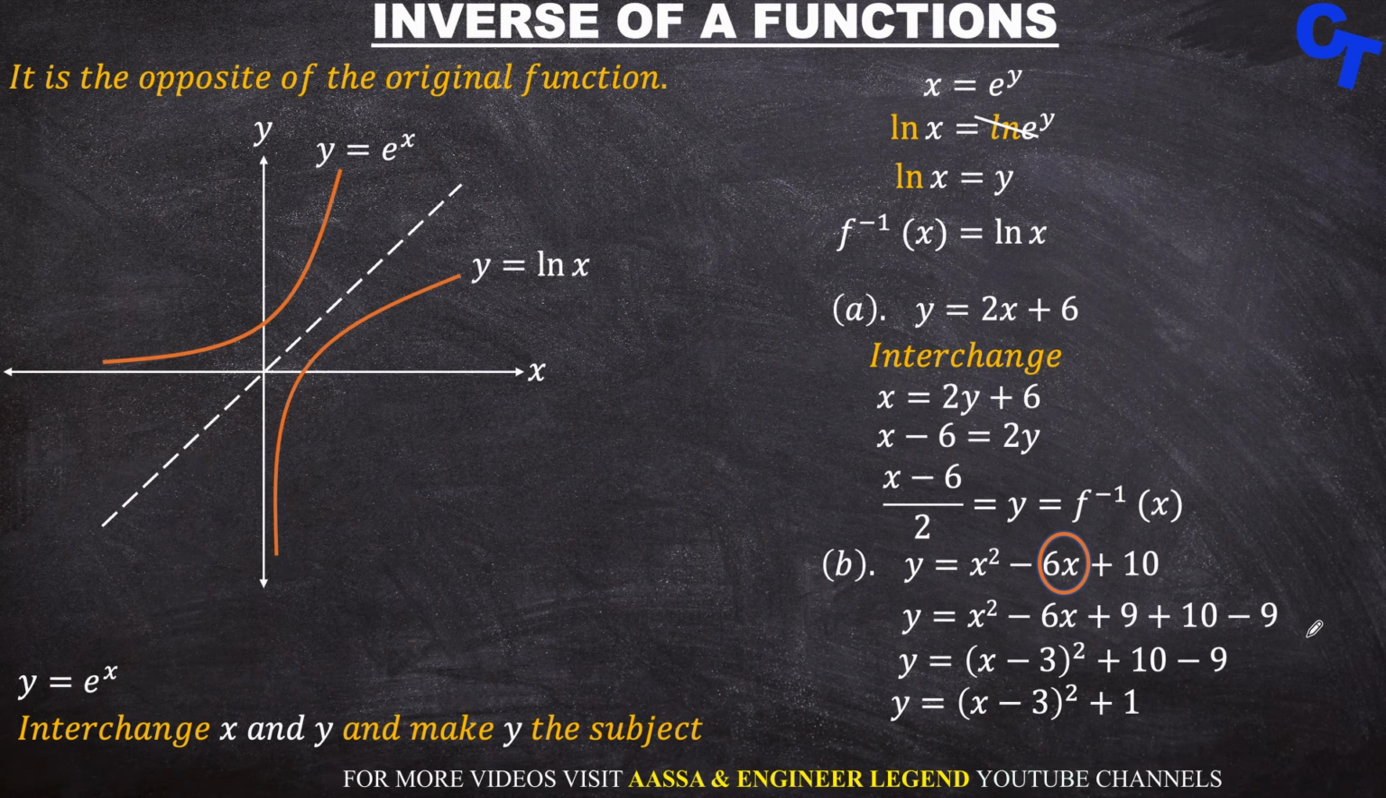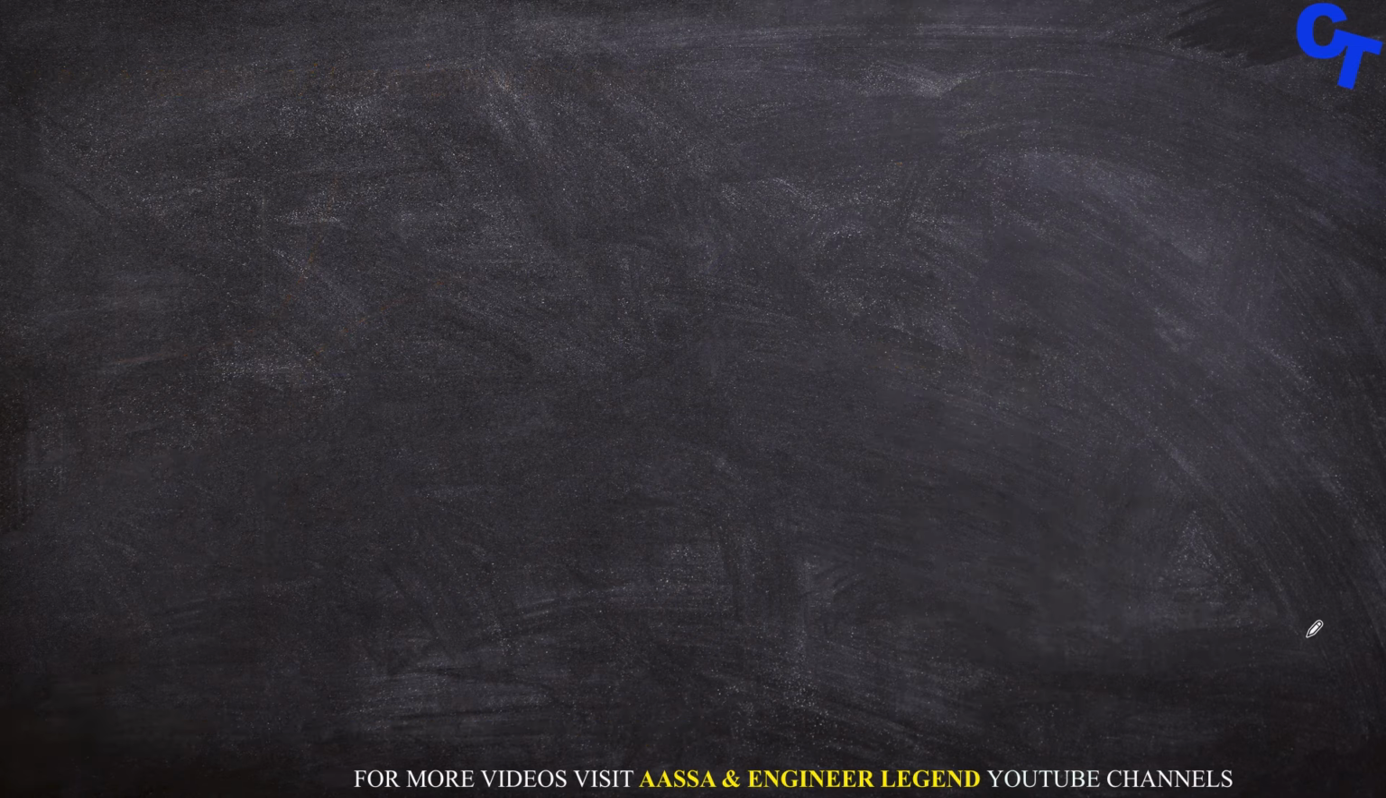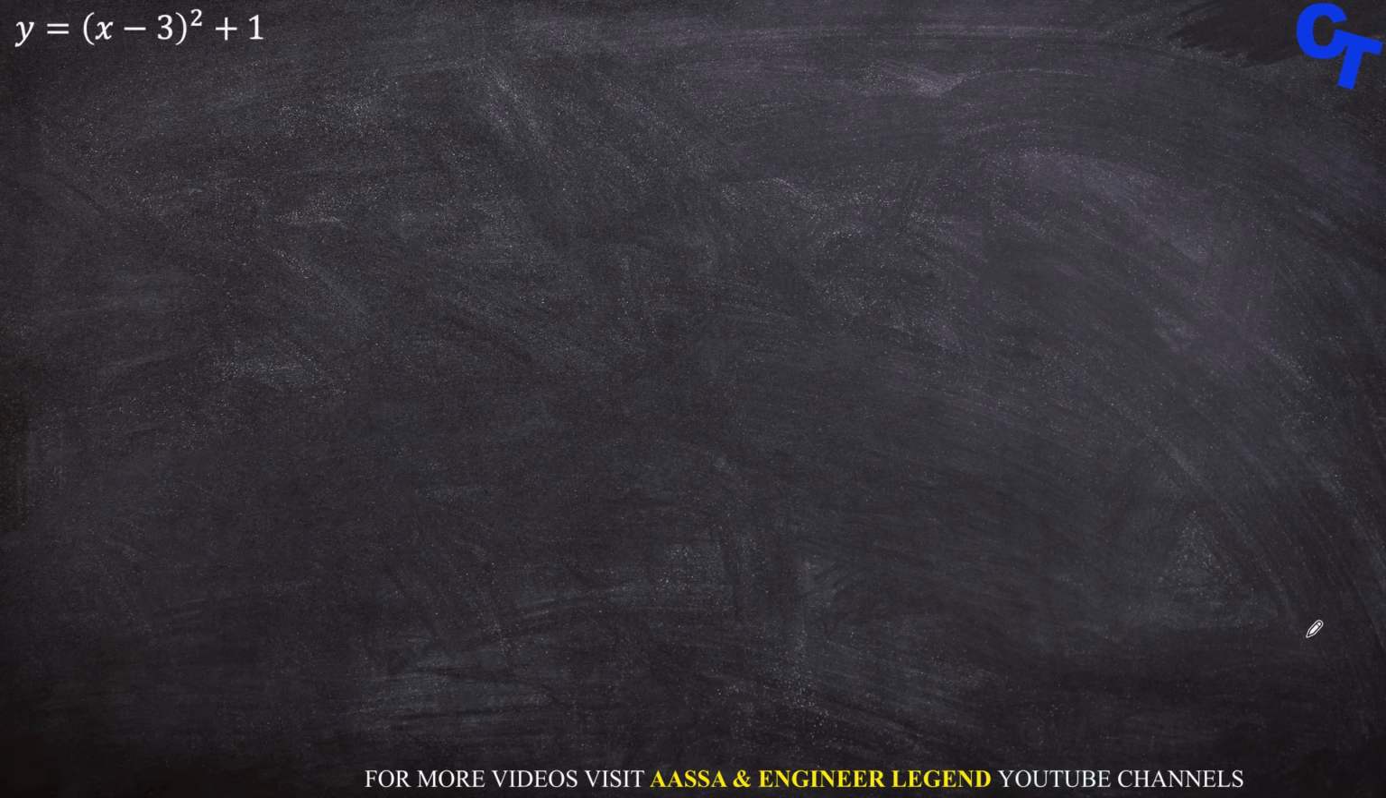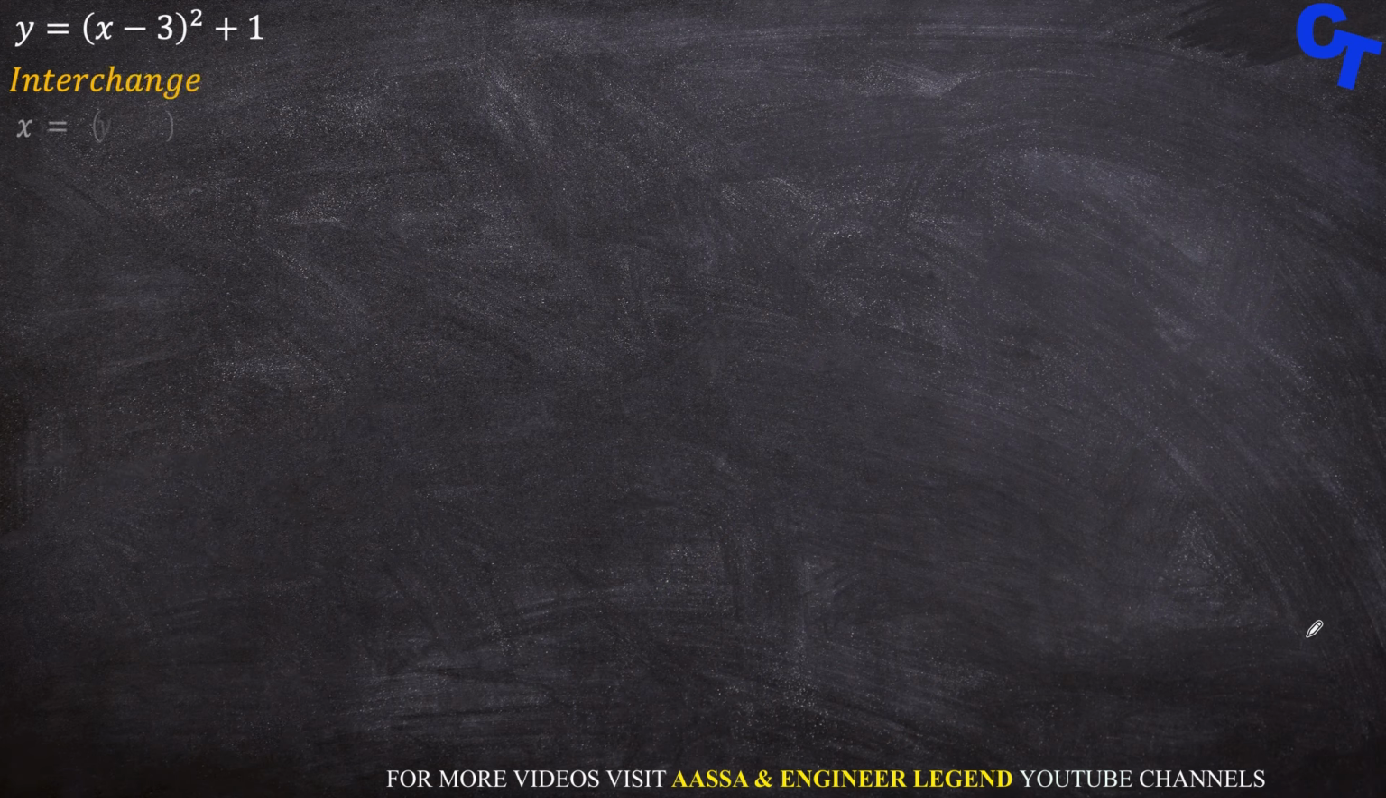Okay, so now it's a matter of interchanging. So let's interchange our values right here. For x, we're going to put y. So we're going to have x equals y minus 3 squared plus 1. And don't expand, because if you expand, you're going back to the original problem, which we avoided.